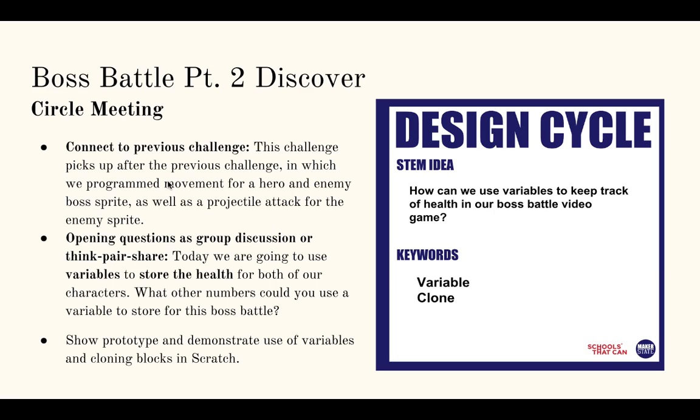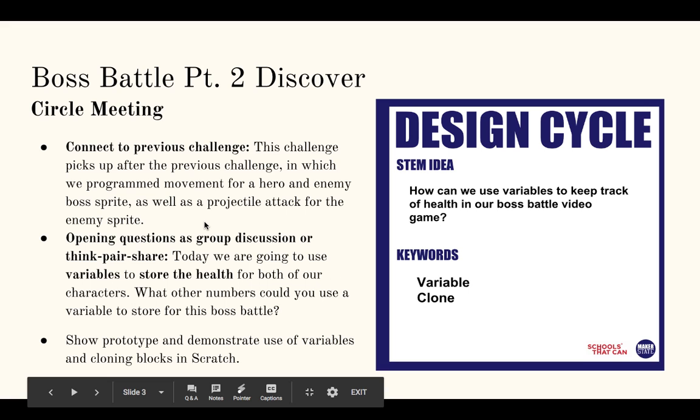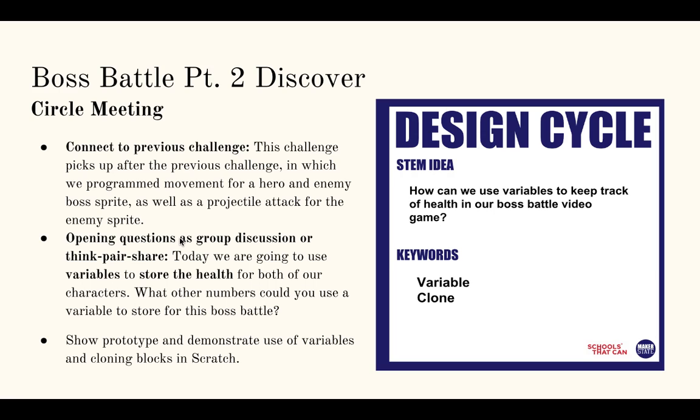So in your circle meeting, you're going to start by connecting to the previous challenge. In the previous challenge, we created our hero and our enemy sprites, and we created some projectile attacks for our enemy. Okay, and we're going to create projectile attacks for our hero in this project, but we're going to use a different method that will involve using these cloning blocks. So some opening questions that we can use to start discussion for this challenge might include, today we're going to use variables to store health for both of our characters. What other numbers could we use a variable to store for this boss battle?